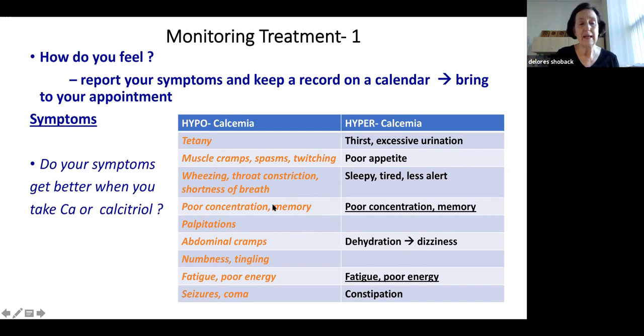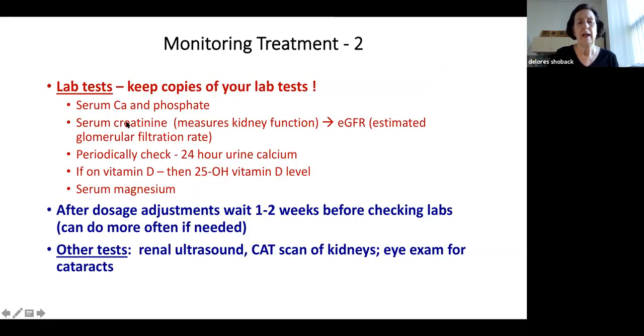And then I like to ask, if you were feeling poorly and maybe your muscles were hurting, if you took an extra calcium or an extra calcitriol, did things get better? In other words, did calcium improve any of that? So I always start with how you're feeling and what the symptoms are like. And then the lab tests.